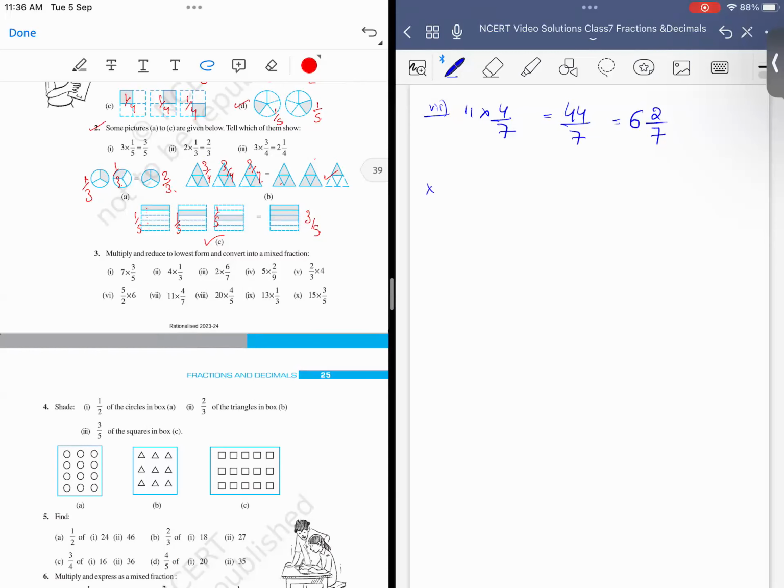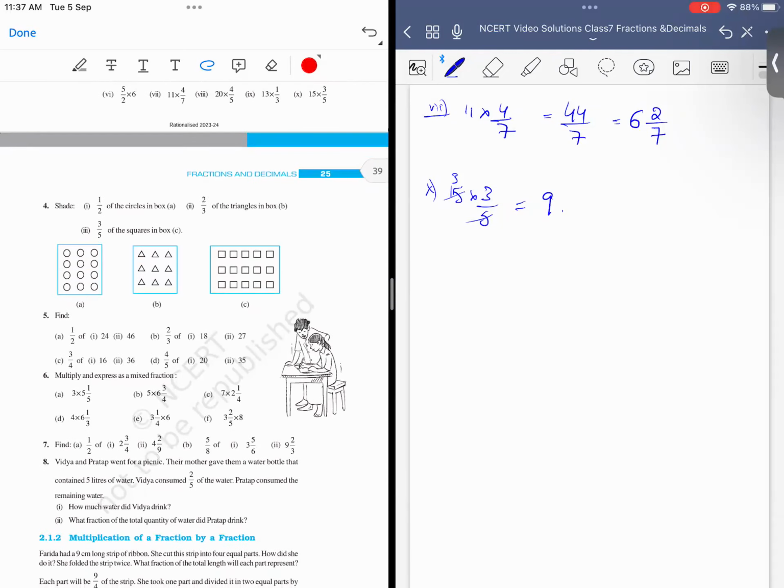Okay, I'll take the 10th question for you. 15 into 3 by 5 means what? So, we can simplify it further. Okay, this is 3 times, so that is 9. Okay, next, moving on to question number 4.